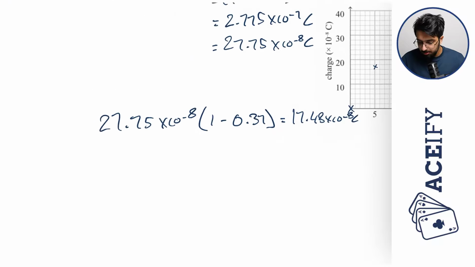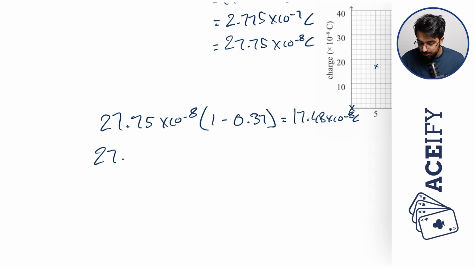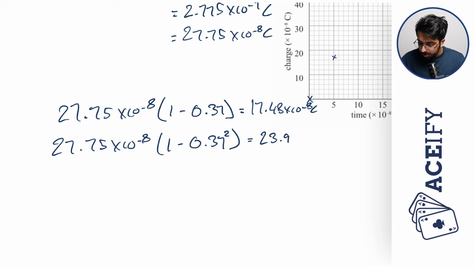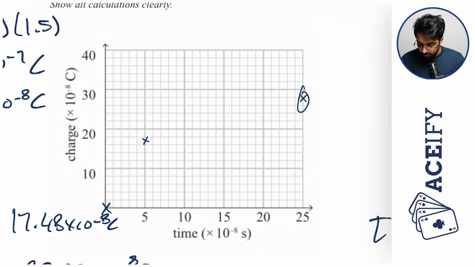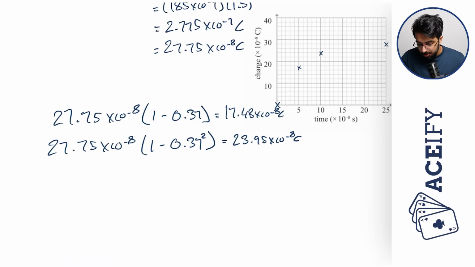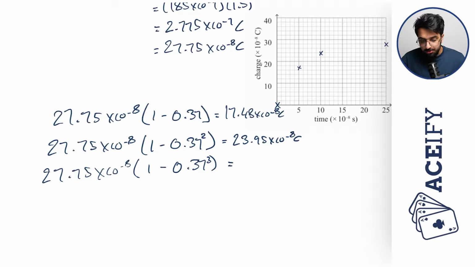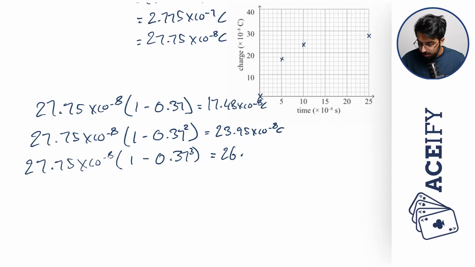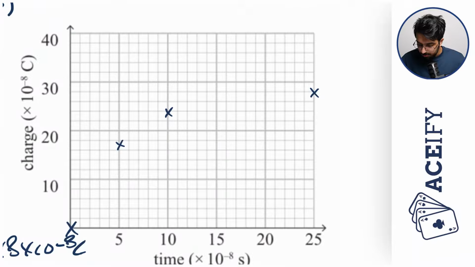After 2 time constants, we take our same max value and we multiply it by 1 minus 0.37 squared. And this equals 23.95 times 10 to the negative 8 coulombs. So this is roughly over here. After our 3rd time constant, 1 minus 0.37 cubed, and this is equal to 26.34 times 10 to the negative 8 coulombs. And so this is roughly over here.